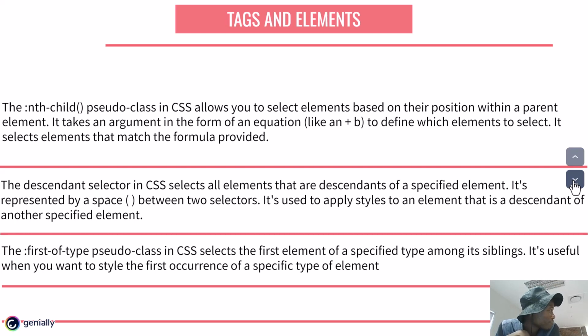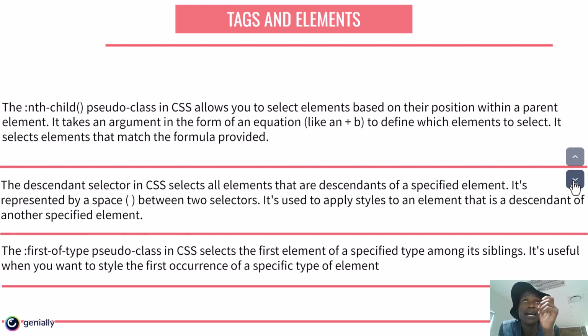So it takes an argument in the form of an equation like an plus b to define which elements to select. It selects elements that match the formula provided. The descendant selector in CSS selects all the elements that are descendants of a specified element. It's represented by a space between two selectors. It's used to apply styles to an element that is a descendant of another specified element.